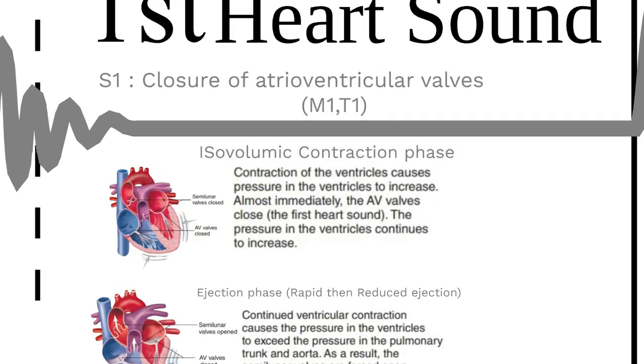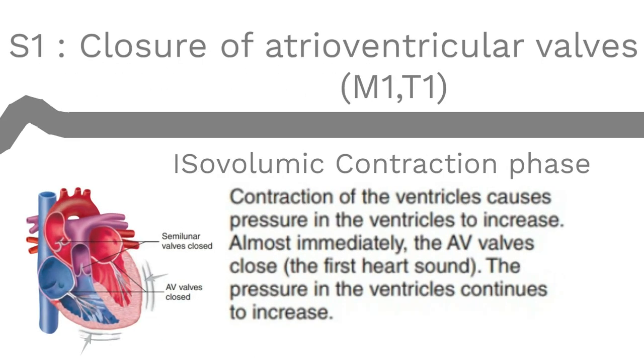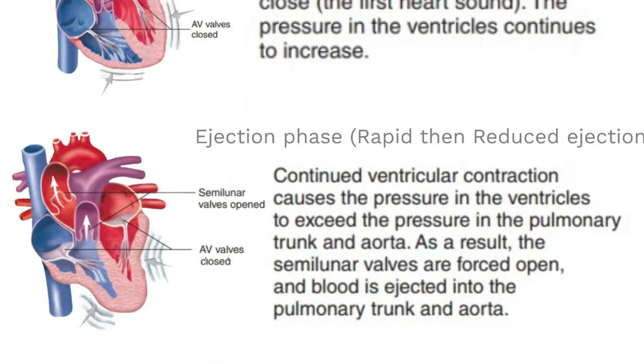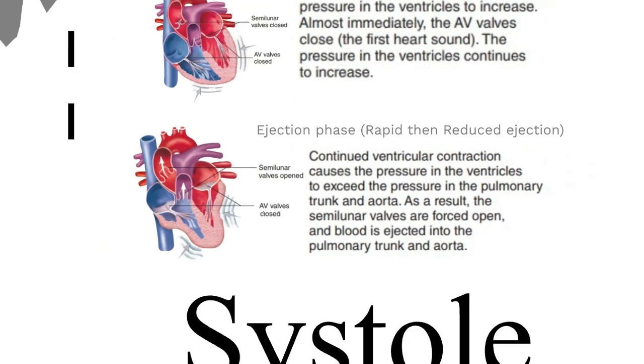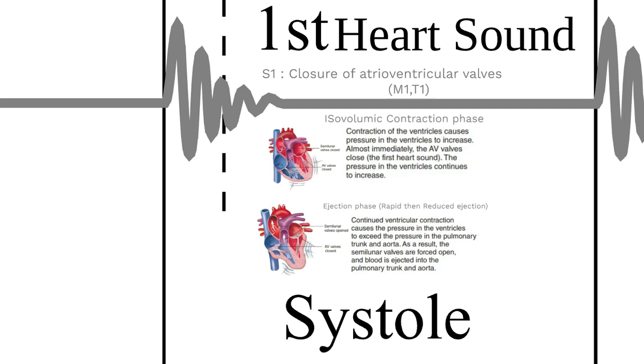The first phase in systole is the isovolumic contraction phase, wherein there is just a contraction but no change in volume, hence the term isovolumetric or isovolumic phase. Then comes the ejection phase, when the aortic and pulmonic valves open. This is the start of ejection, the rapid ejection phase. After the rapid ejection, there will be a reduced ejection. So that is the isovolumic contraction phase and the ejection phase.